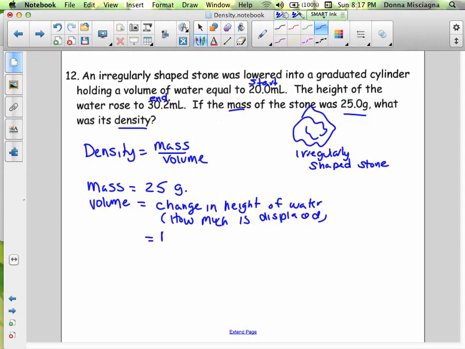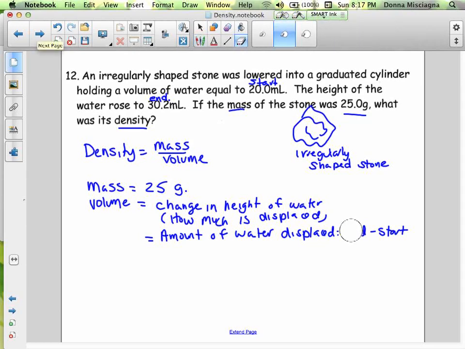So the amount of water displaced equals the ending amount minus the starting amount. So in other words, let me write that over here. I've got a whole lot of equals in this sentence.